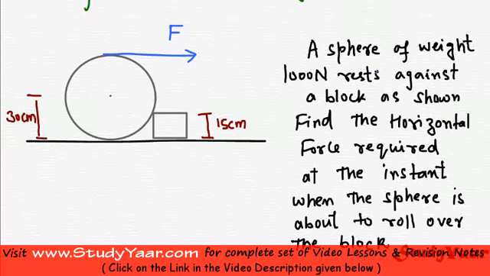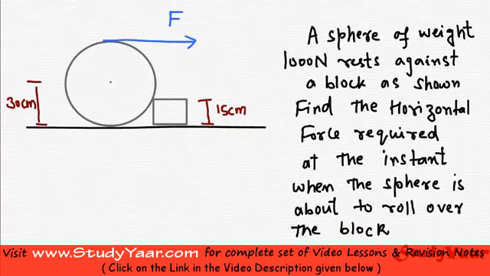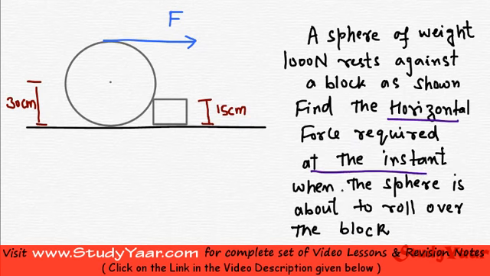Let's look at another example over here. It is given to us that there is a sphere of weight 1000 newtons, and it rests against a block as shown in the diagram. This sphere, which is of weight 1000 newtons and radius 30 centimeters, is resting against a block of height 15 centimeters. We are supposed to find out the horizontal force required, which is this force, at the instant when the sphere is just about to roll over this block.